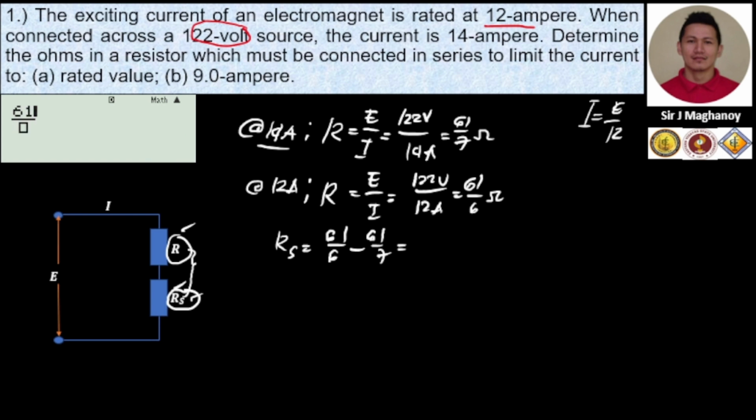So 61 over 6 minus 61 over 7 equals 61 over 42. Okay, so that is 61 over 42, or what is the value in decimal?